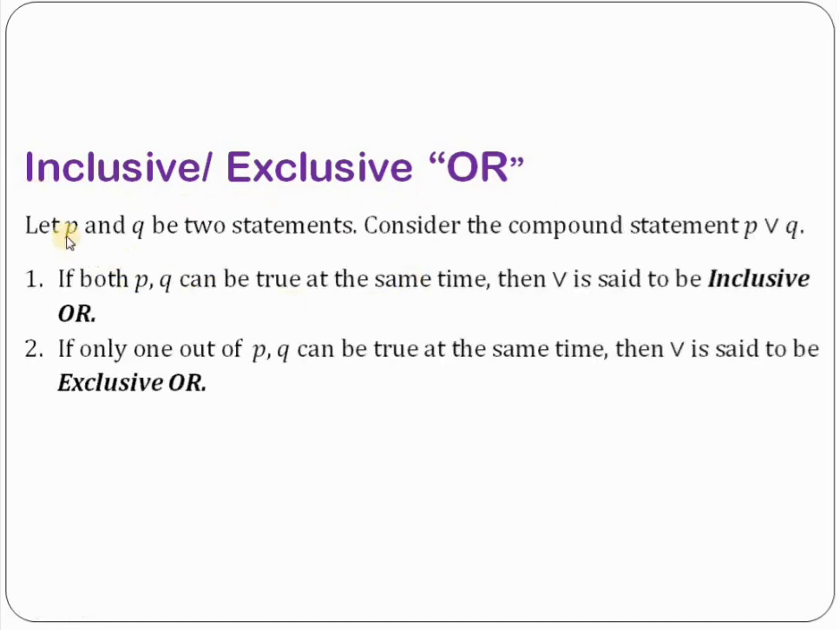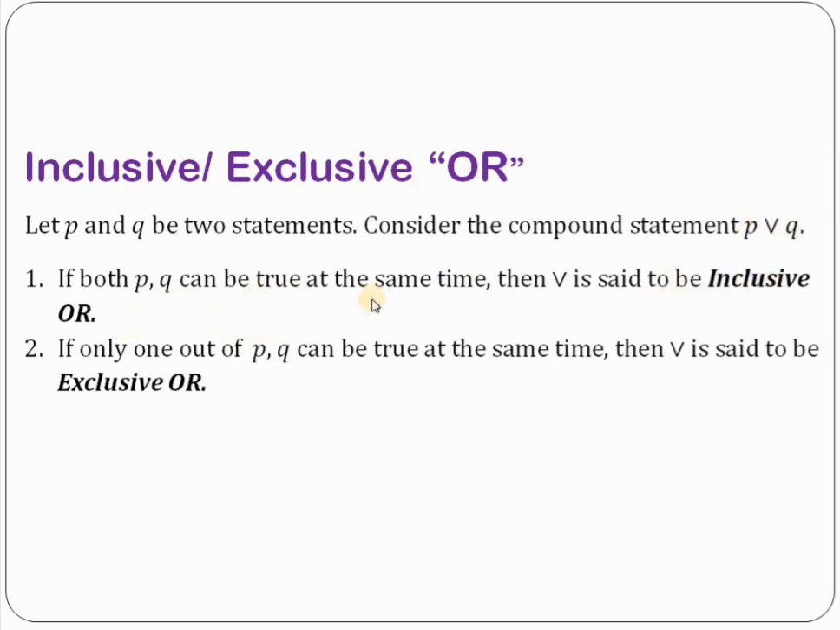So let's try to understand the meaning of inclusive or and exclusive or. Let P and Q be two statements, and we are taking a compound statement which connects P and Q using or. So we are going to talk about this particular compound statement. Now if P and Q both are true at the same time, then this kind of statement with an or is called inclusive or.